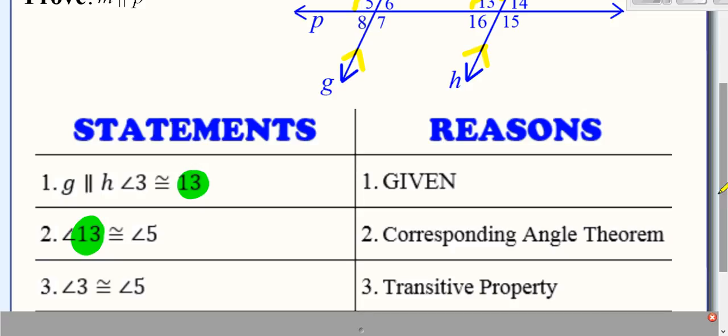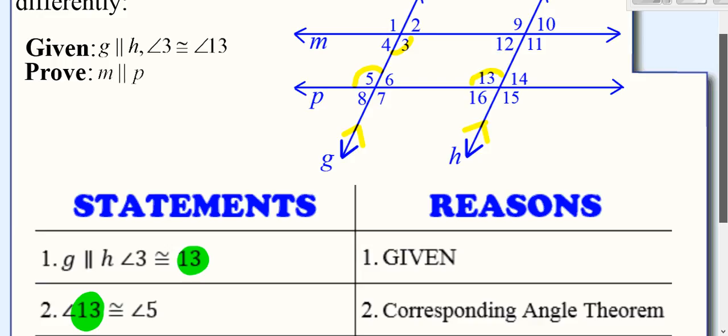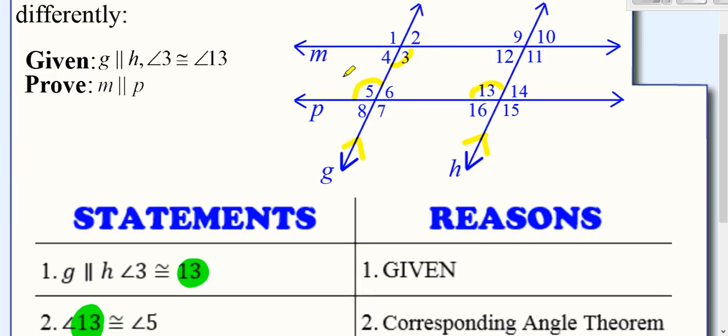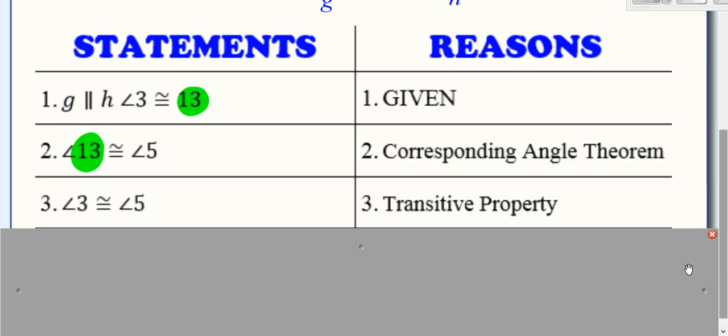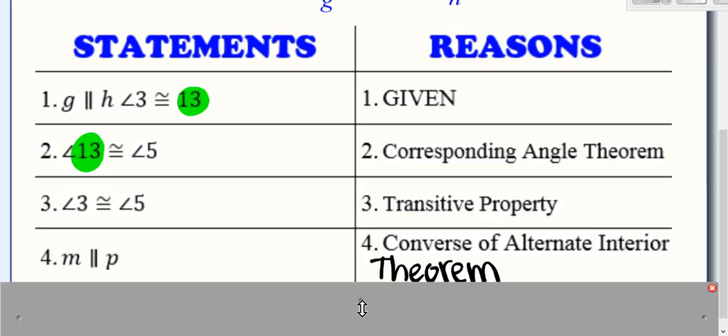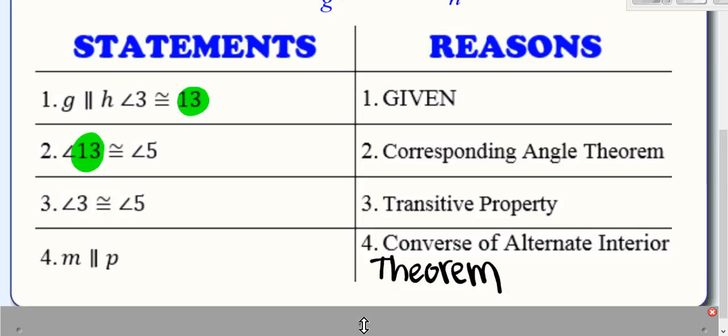That's the transitive property. But now that we have said 3 and 5 are congruent, angle 3 and angle 5 are alternate interior angles for lines M and P. So since 3 and 5 are now congruent, now we can say that lines M and P are parallel by the converse of the alternate interior angle theorem.